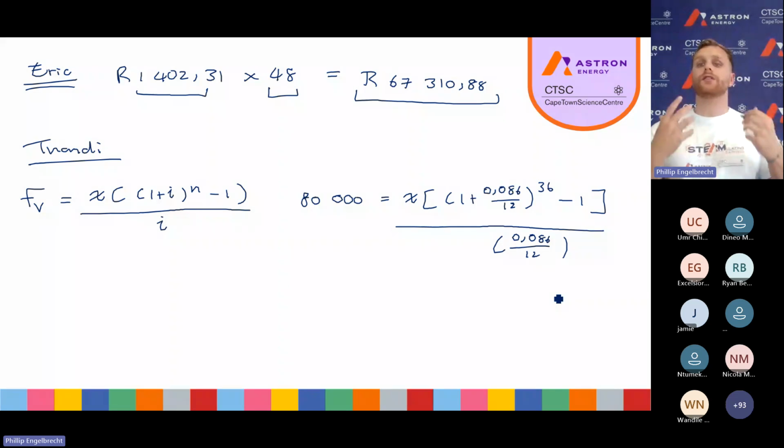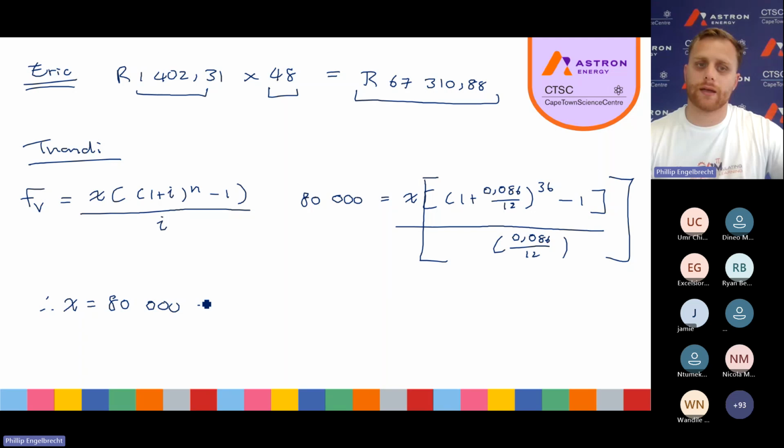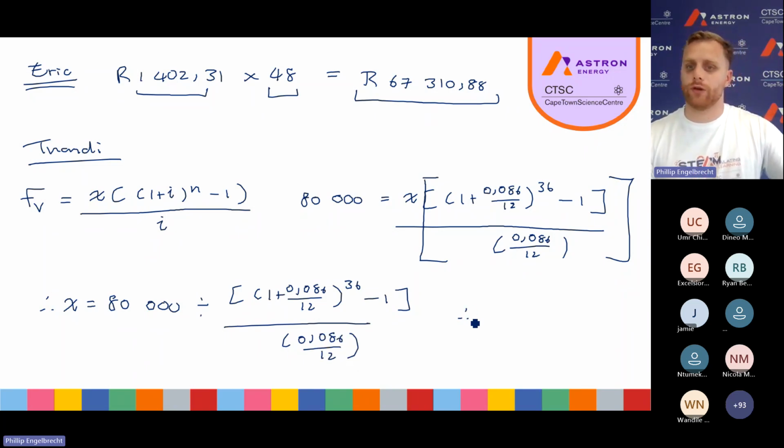And guys, all I need to do is solve for x. So I take this entire big bracket over here, and I divide both sides by it. Therefore, x is equal to 80,000 divided by, and I'm going to write it, 1 plus 0.086 over 12, to the power of 36, minus 1, divided by 0.086 over 12. And when you do that, you get that the monthly deposit that she pays is 1,955.